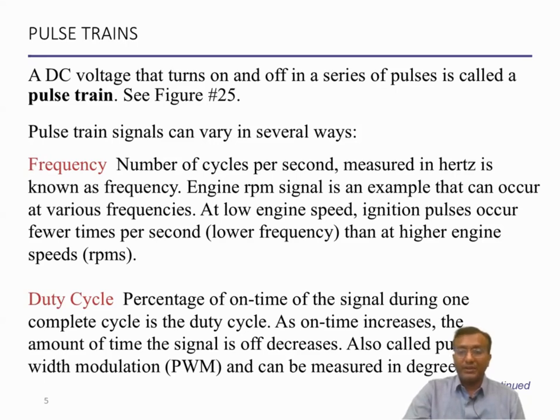Here, there are two important terms associated with the pulse train, known as the frequency and duty cycle. The frequency indicates the number of cycles per second and is measured in hertz, while the duty cycle represents the percentage of time the signal is on during each cycle. For example, in a fuel injector pulse train, a higher frequency at higher RPM increases the number of injections per second, while the duty cycle indicates how long each injector remains open.